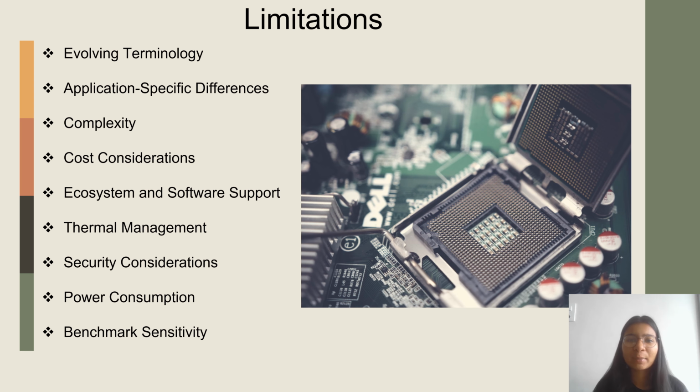હવે આ માઇક્રોપ્રોસેસરની લિમિટેશન્સ શું છે તો પહેલું છે ઇવોલ્વિંગ ટર્મિનોલોજી યાની કે એની ટર્મિનોલોજી એમાં ઇવોલ્વ થાય છે. પછી છે એપ્લિકેશન સ્પેસિફિક ડિફરન્સીસ એટલે કે અમુક માઇક્રોપ્રોસેસર હોય જે પ્રોપરલી આ એપ્લિકેશન્સ માટે જ યુઝ થતા હોય બીજી એપ્લિકેશન્સ માટે યુઝ ના થતા હોય. ત્યાર પછી એની કોમ્પ્લેક્સિટી યાની કે આ માઇક્રોપ્રોસેસરની કોમ્પ્લેક્સિટી બહુ હાઈ હોય છે જેથી એને સમજવું બહુ મુશ્કેલ થઈ જાય છે બધા માટે. ત્યાર પછી છે કોસ્ટ કન્સિડરેશન.